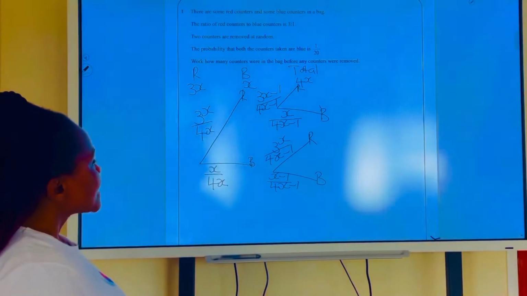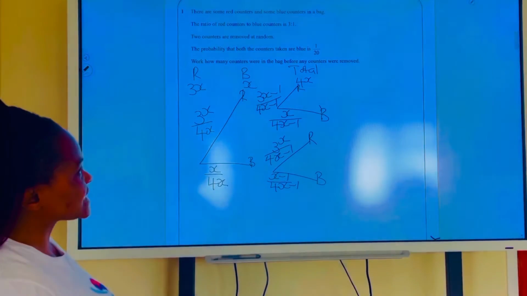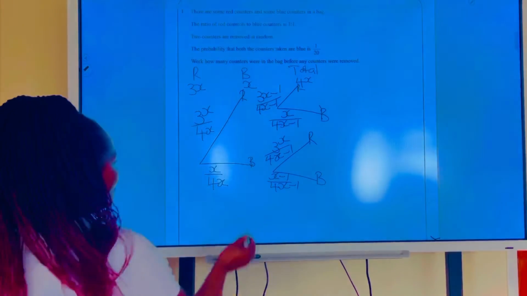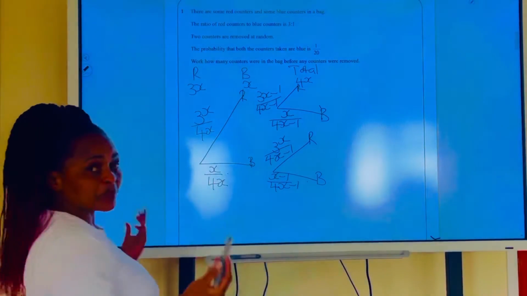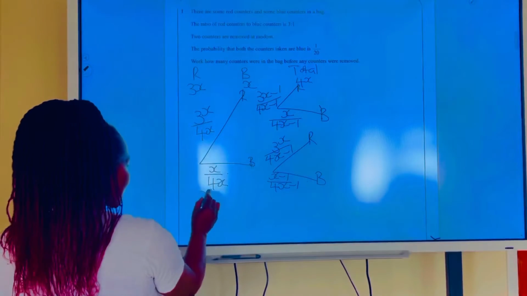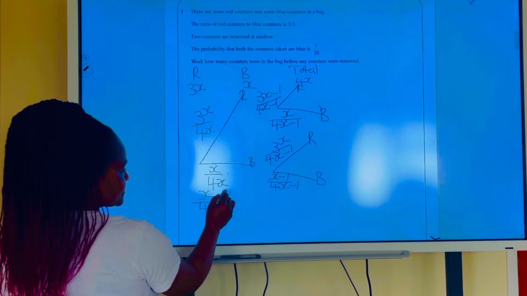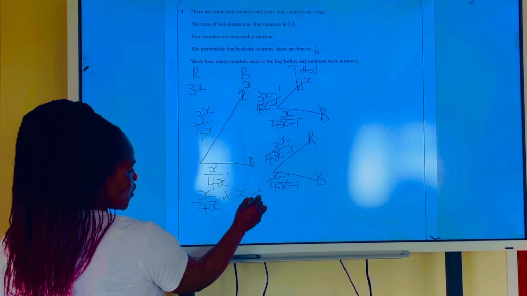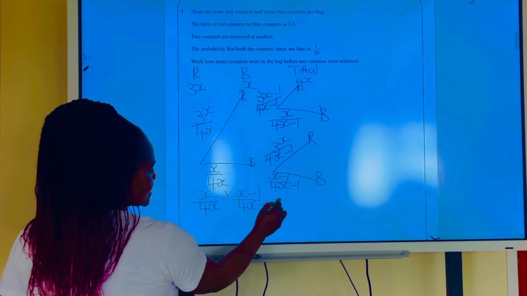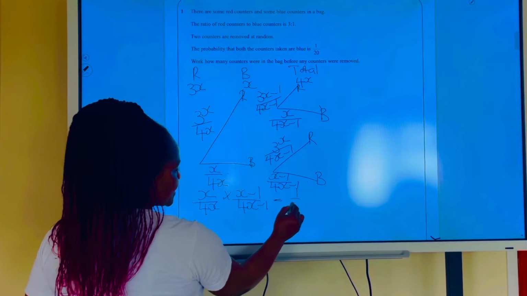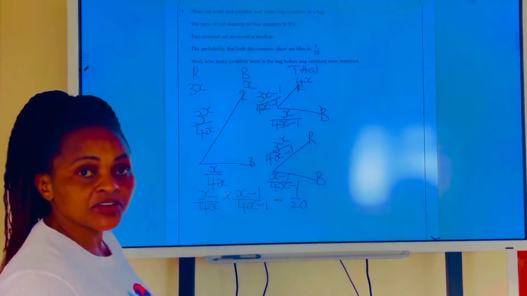Now, the next stage is the probability that both the counters taken are blue. So I've got blue there and blue there. Remember from our previous video, we need to multiply them, which means x over 4x times x minus 1 over 4x minus 1. This should give me 1/20. Now I've got an equation, which means I can find the value of x.